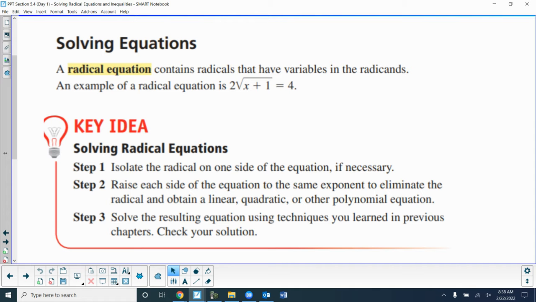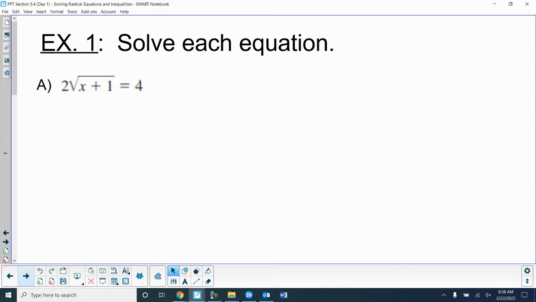Then you're going to raise each side of the equation to that exponent. If it's cube root, you would cube both sides. If it's square root, you square both sides. If it's the fifth root, you take both sides to the fifth power. That's step 2. That eliminates the radical, and you get a linear, quadratic, or other polynomial equation, and then you'll solve it using what you've learned solving equations. Okay? So let's go over some.